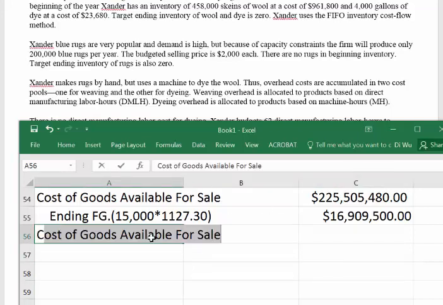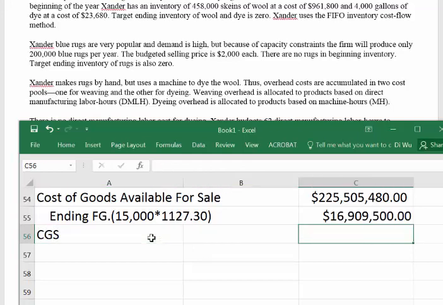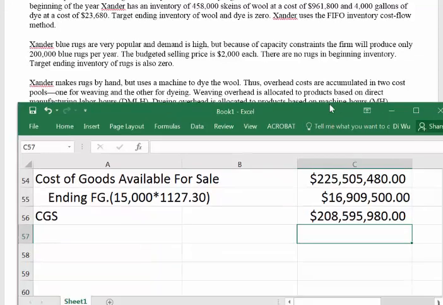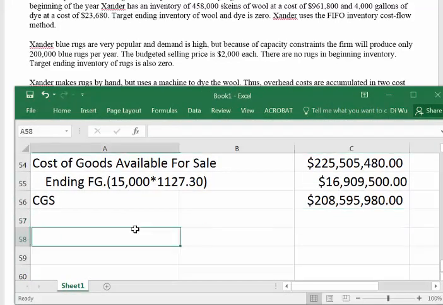So therefore, the CGS finally is going to be the difference between these two numbers. I'm going to use the cost of goods available for sale, minus the ending finished goods inventory. So I'm going to use that to subtract ending inventory. So the final number is $208,595,988. Okay, that's your CGS. So that concludes question 5.